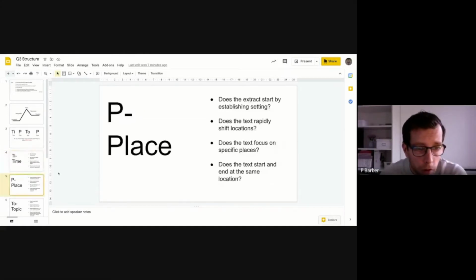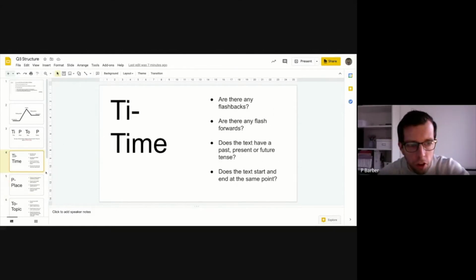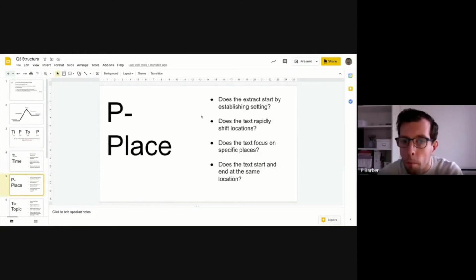The second one to consider is the P from tip top, which is place. Now, this is one that most texts will do. Okay, so does the extract start by establishing a particular setting? So does it start by setting the scene or setting a place where this is taking place? Does the text rapidly shift in locations? Does it move across different places? Does it go from one place to another very, very quickly?